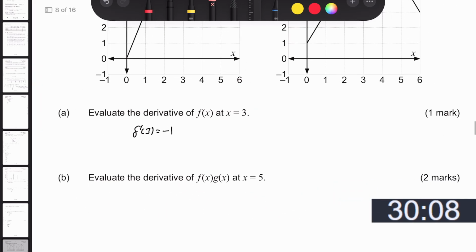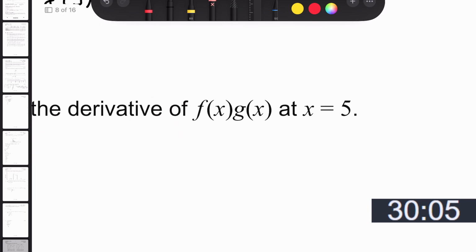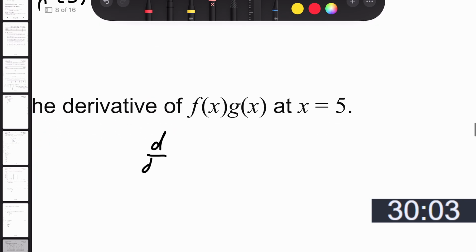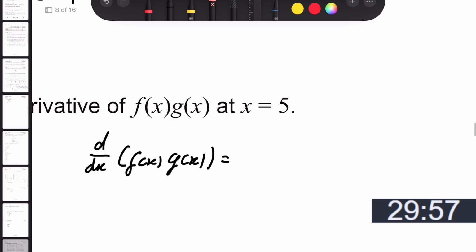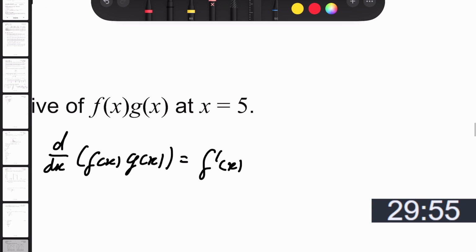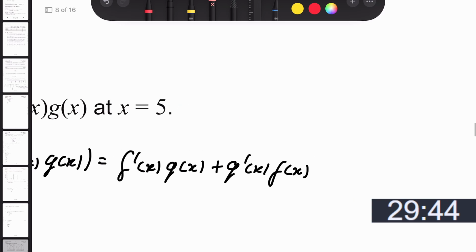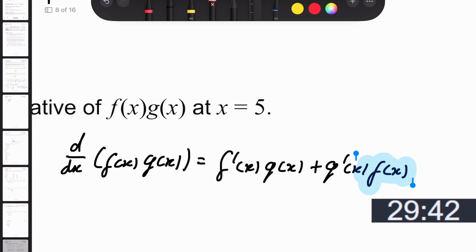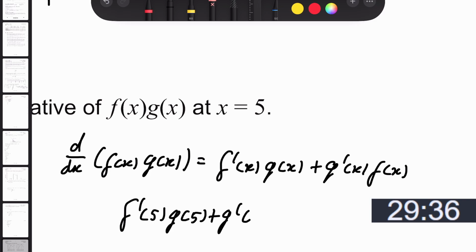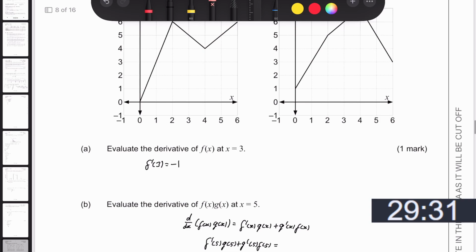Evaluate the derivative of f of x times g of x at x equals 5. So d dx of f of x g of x is equal to the derivative of the first one times the second, plus the derivative of the second times the first. So then f dash of 5 g of 5 plus g dash of 5 f of 5 is equal to, the derivative of f at 5 is going to be 1.